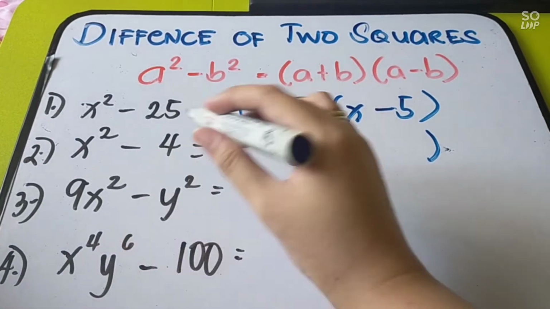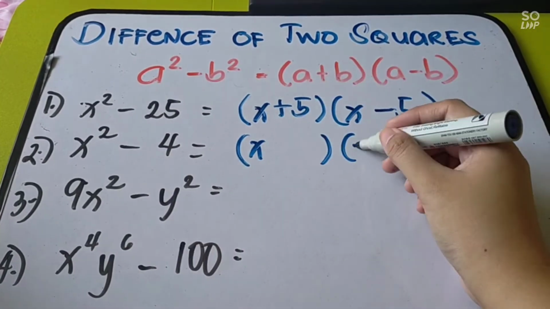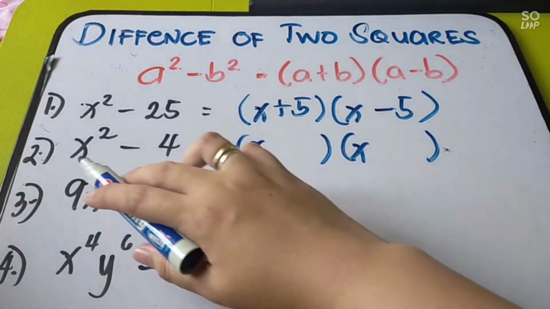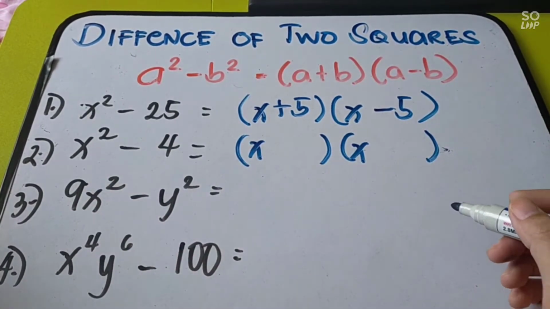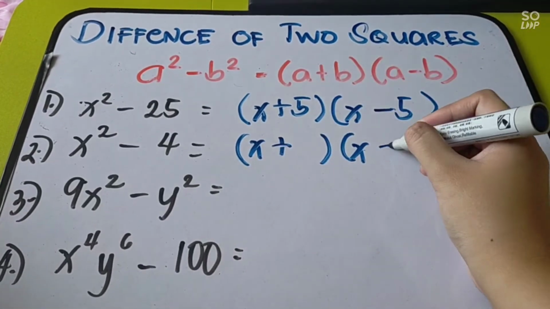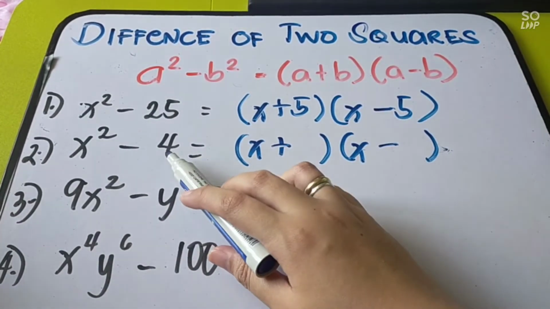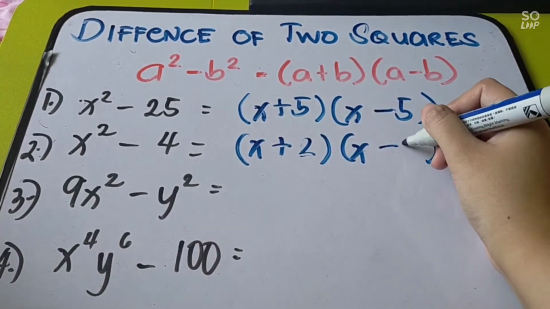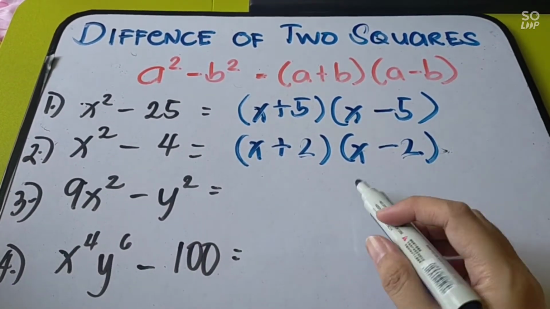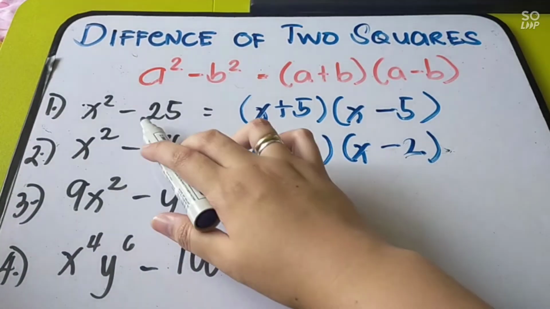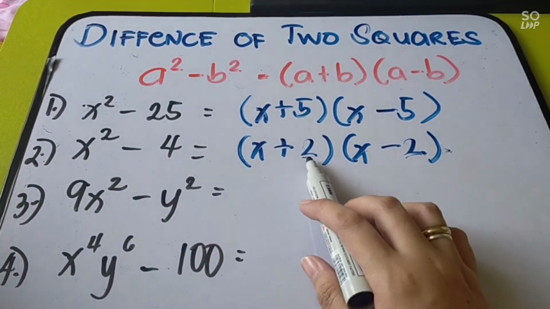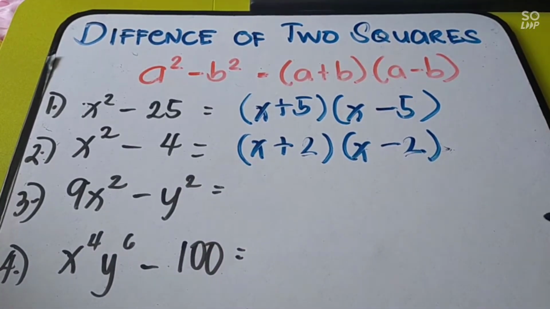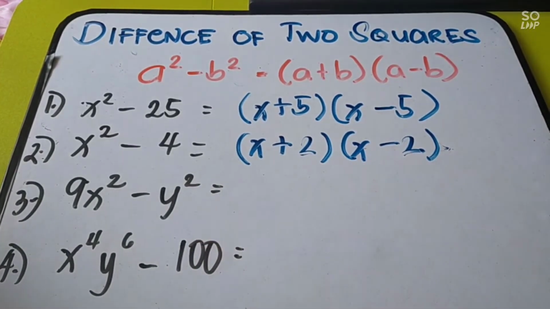So, the square root of x squared, we have x and x. O, paano mo check kung siya yun? If you are going to multiply x times x, the answer is x squared. Ganun lang kasimple. Then, plus, minus. We have here, what is the square root of 4? The answer is 2. Diba? If you multiply 5 times negative 5, the answer is negative 25. If you multiply 2 times negative 2, the answer is negative 4. Diba? Next tayo, we have number 3.